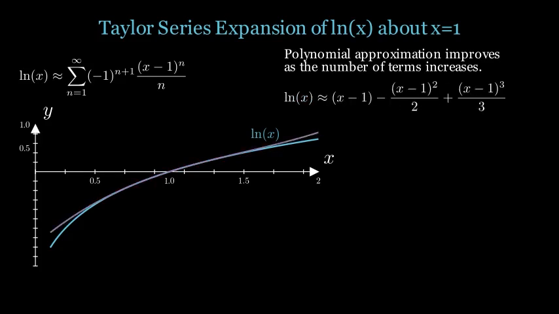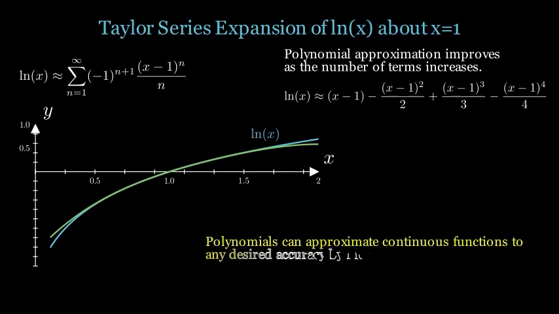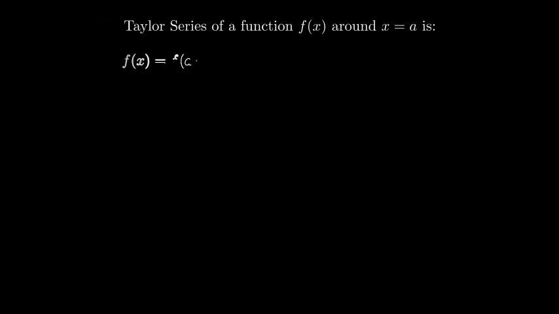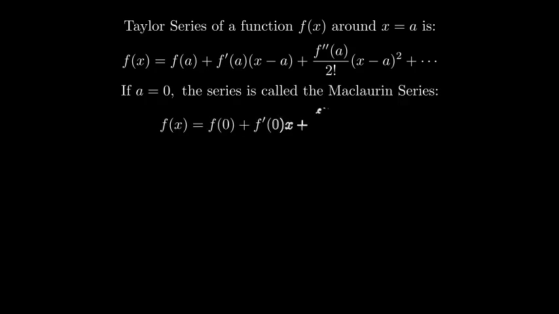This is for the cubic. And then this is for the fourth order. The fourth order is very similar to ln x. So again we get a hint that polynomials can approximate continuous functions to any desired accuracy if we keep increasing the number of terms. So now let's look at a formal definition of Taylor series. It's a polynomial approximation using the derivatives of the function at a point x equals a. If we replace a by 0, then it becomes a Maclaurin series.